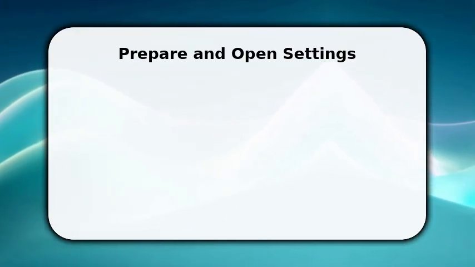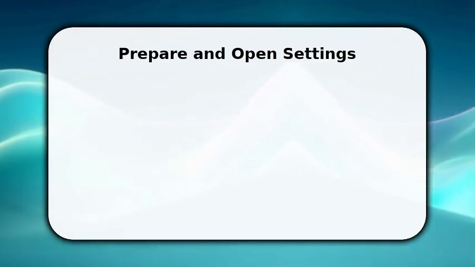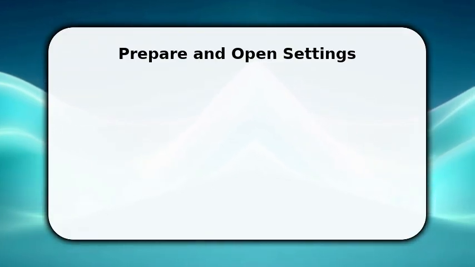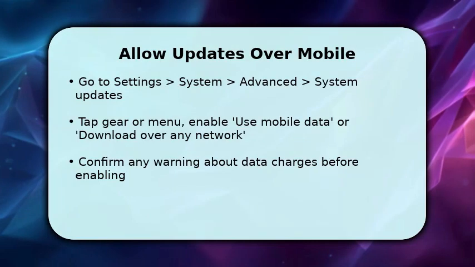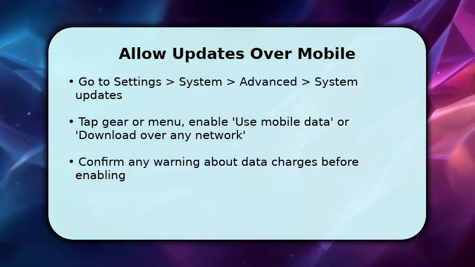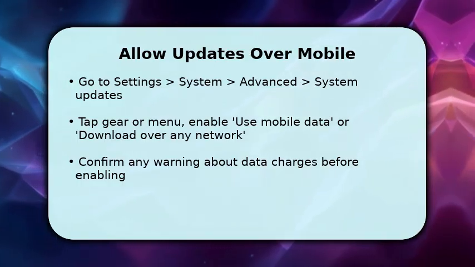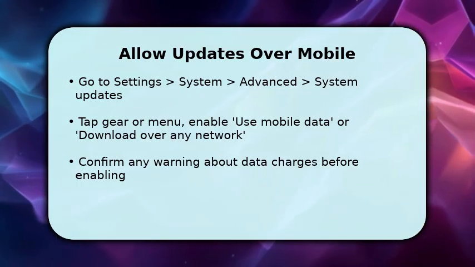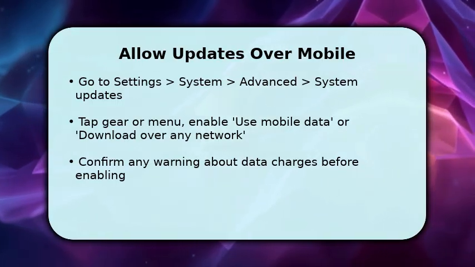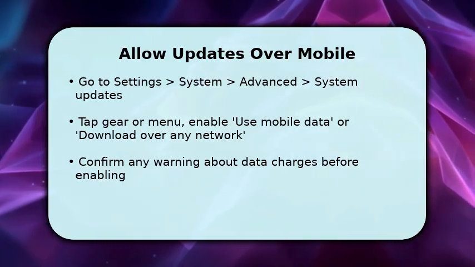This step gets you to the controls that govern when updates may use mobile data versus Wi-Fi, so you can change that permission next. You now navigate to Settings, System, Advanced, System Updates. This is the central place for update behavior. Once there, tap the gear icon or three-dot menu to reveal download preferences and enable an option like use mobile data or download over any network. This tells the phone to use cellular when Wi-Fi is unavailable.